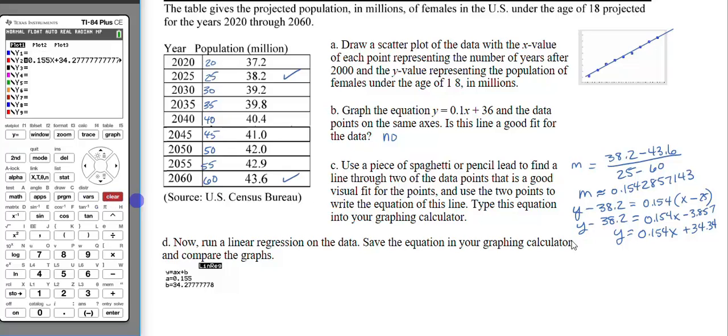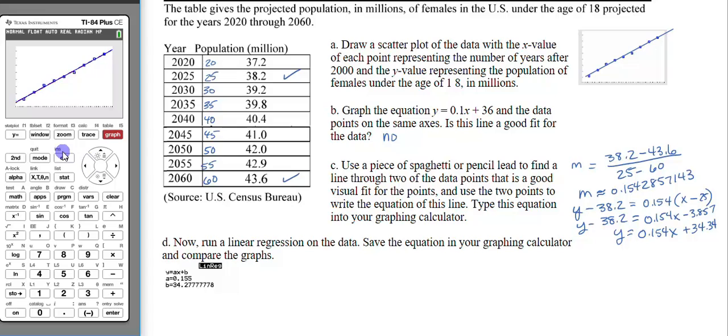Let's go ahead and put in our equation that we came up with just as a visual, a good visual fit. Oh, I have an extra 0 right there. Just delete that. X. We'll put a few more decimal places. 154, 2, 8, 5, 7, 143, x plus 34.34. Let's see. The graphs are really close.